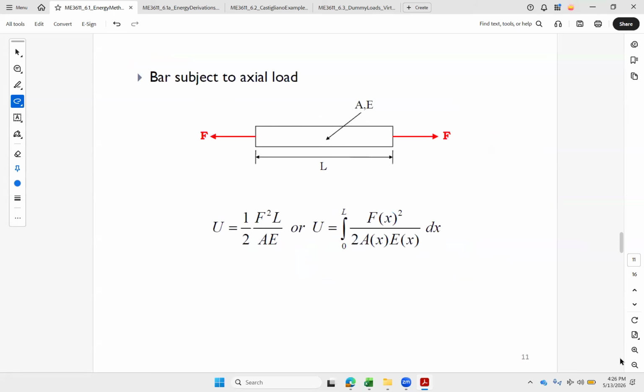All right, now let's think about a bar with axial loading. Here we've got a bar with a constant applied force on each end, and that means no matter where we take a slice through this thing, we're going to get F over A for our stress there.